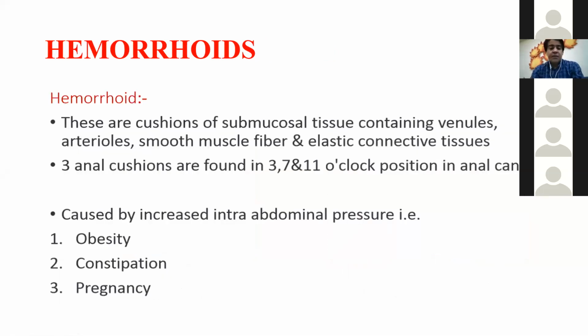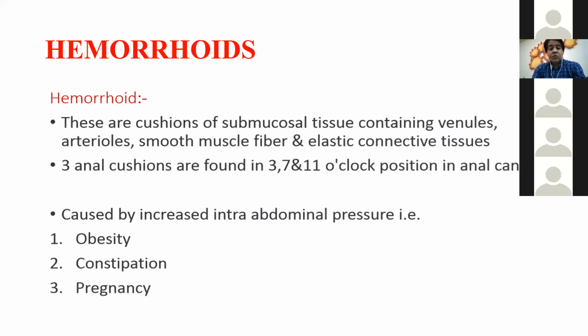Hemorrhoid. By definition, hemorrhoids are basically cushions of submucosal tissue containing venule, arteriole, smooth muscle fiber, and elastic connective tissue. In the left lateral position, when you examine the patient, you can find the hemorrhoids at 3 o'clock, 7 o'clock, and 11 o'clock. Why are these hemorrhoids formed? There are three conditions: obesity, constipation, and pregnancy. All these three conditions cause increased intra-abdominal pressure. Once the intra-abdominal pressure is raised, that may lead to hemorrhoids.